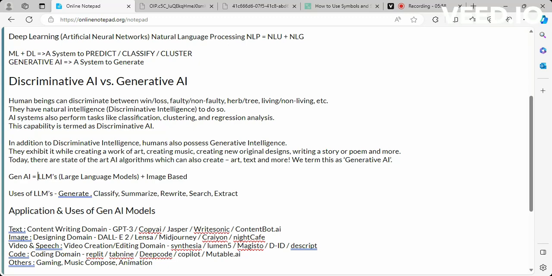So that is where we have large language models. Large language models are nothing but models which have been trained on a large amount of data, and also so many other parameters. So they have been trained on the data, with these kinds of data and parameters.